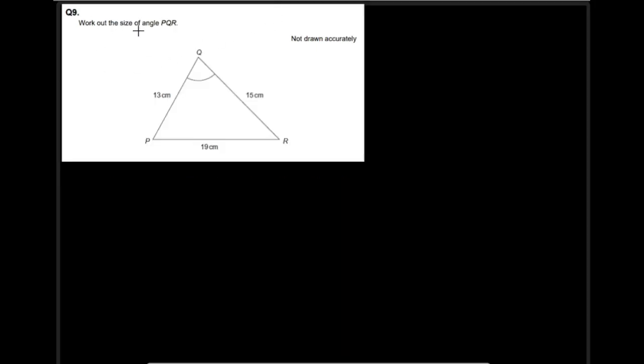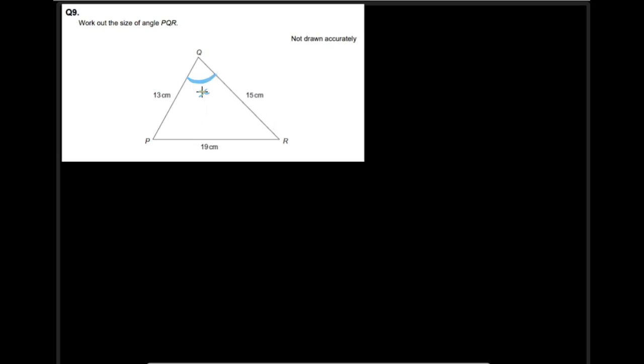Now, next question here, question 9, it says work out the size of angle PQR. Okay, that's this angle here. You should get the size of this angle. So how do we go about that? It's also very easy. This is a cosine rule problem. Okay, we can call this angle X. It's a cosine rule problem because we are looking at the relationship between three sides and one angle.